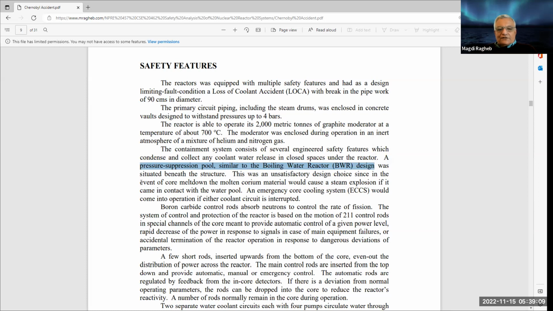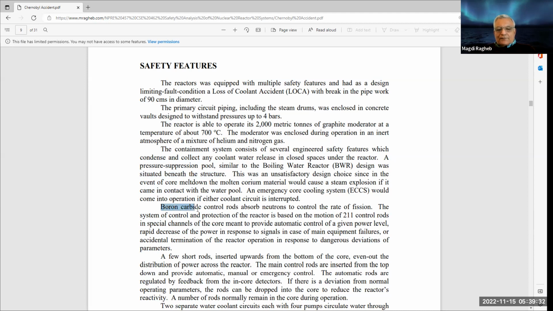but it was situated beneath the structure. This was an unsatisfactory design choice, since in the event of core meltdown, the molten corium material would cause a steam explosion. And that's why we devoted the whole chapter to the steam explosions. They had an emergency core cooling system. It would come into operation if either coolant circuit is interrupted.